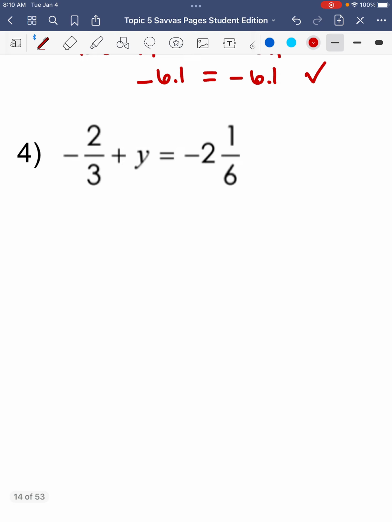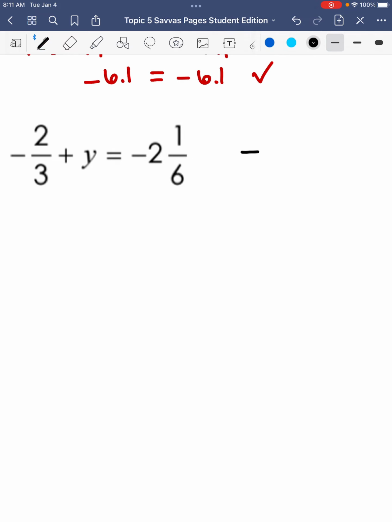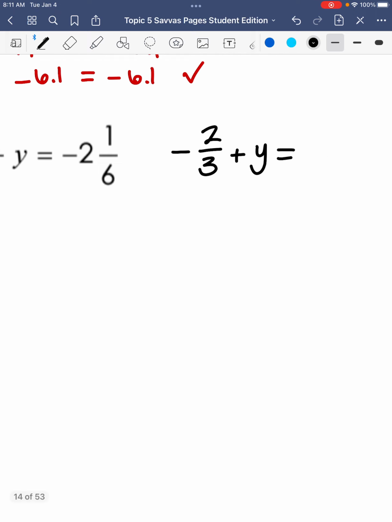Okay, let's look at number 4. So we have negative 2/3 plus y equals negative 2 1/6. So the first thing I want to do when I see this problem is I want to change this mixed number to an improper fraction. So remember to do that. We're going to multiply. 6 times 2 is 12, plus 1 is 13. So I'm just going to rewrite this. Off to the side over here, we have negative 2 over 3 plus y equals, and we said it was negative 13 over 6. Okay, so that helps me.